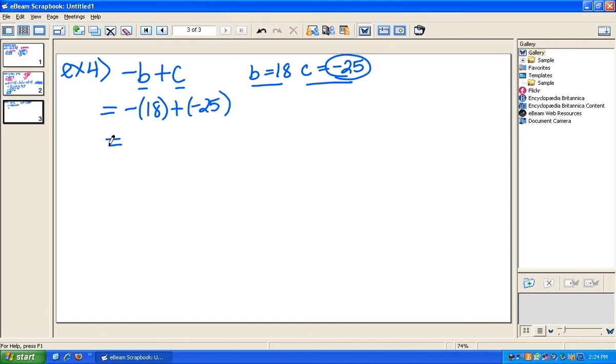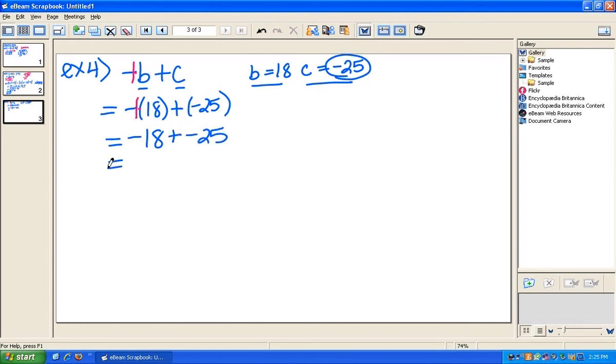The only reason I put them in parentheses is to show you what b was and what I dropped in, and that I left my subtraction sign in front of the b. And remember, this is like a -1, a -1 times the b, a -1 times that 18. So I really have -1 times 18 is -18 plus a -25.